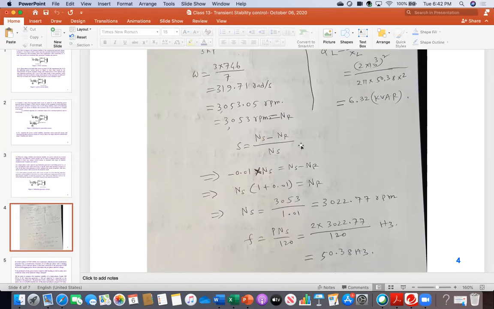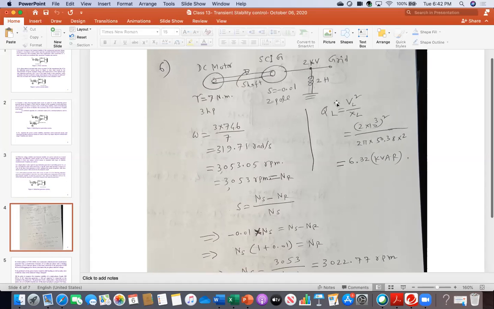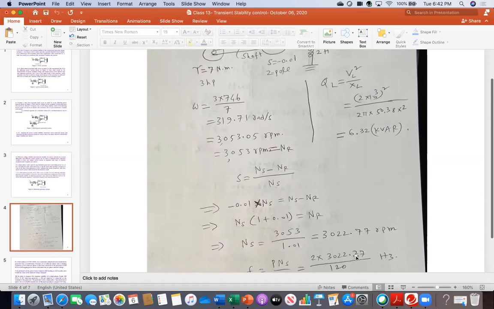In case you have any mistakes or anything missing, look at this one. And then once you get that frequency, as I said, QL is V squared over XL. That V value is 2 kV, which is given. So 2 kV squared over 2 pi FL. The L value is 2, and F value is this one, 50.38. So I got 6.32 kilovar.